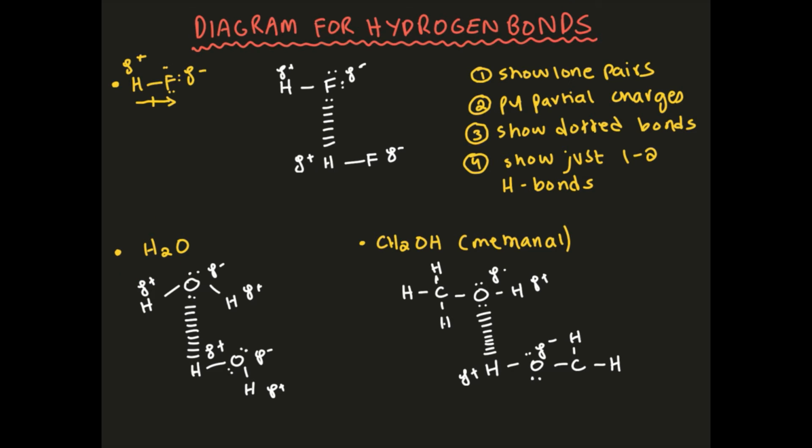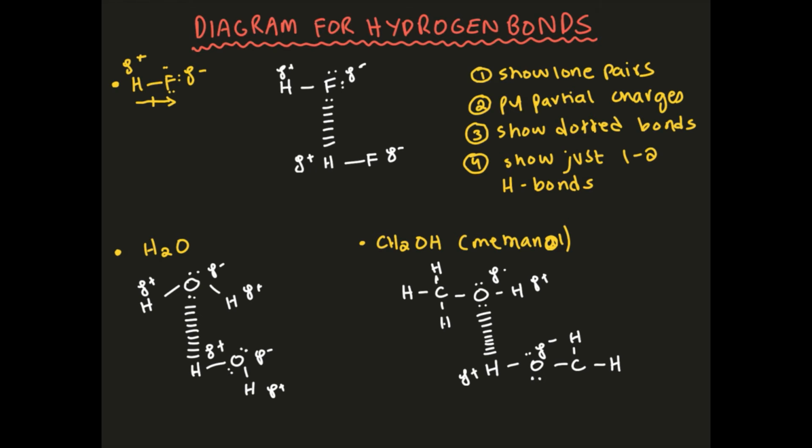So in this case, oxygen has 2 lone pairs, and these two hydrogens are going to be electron deficient. So the first thing that you're going to do is mark the partial charges. So oxygen is going to be partial negative and hydrogen is going to be partial positive. And then you're going to make the lone pairs and you'll make the dotted bonds. So this is just showing 1 hydrogen bond. You can have multiple. The next example that we're going to be taking a look at is methanol.